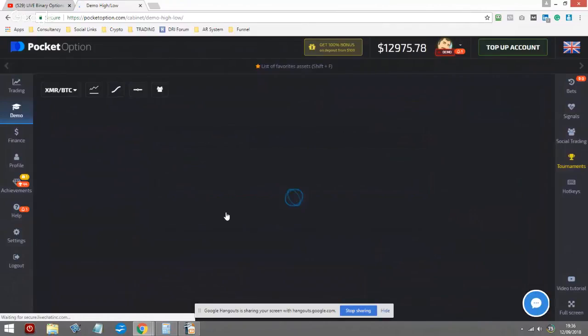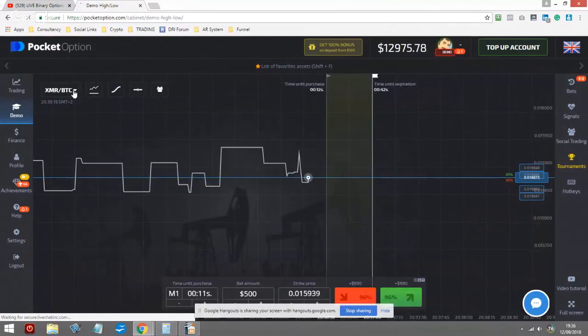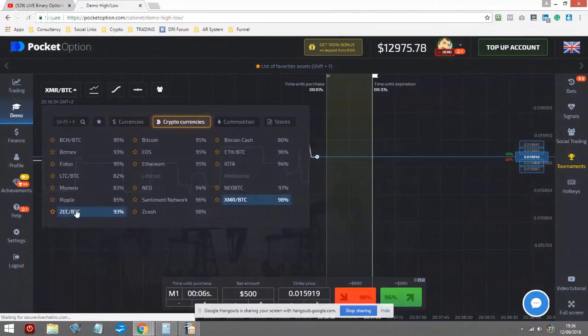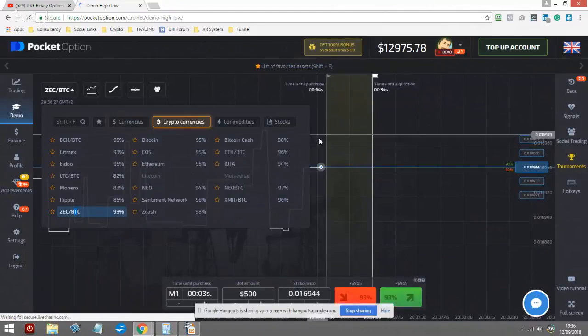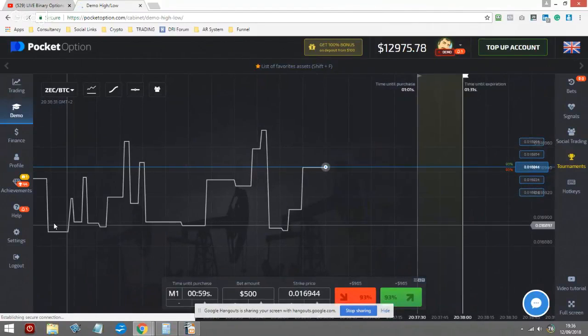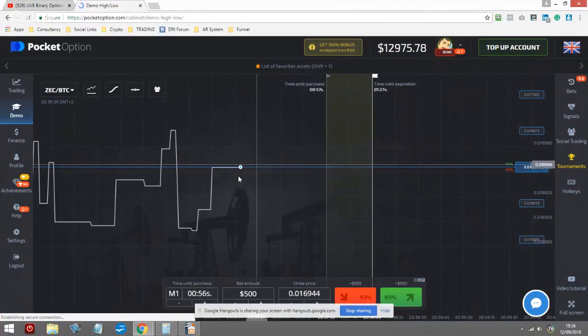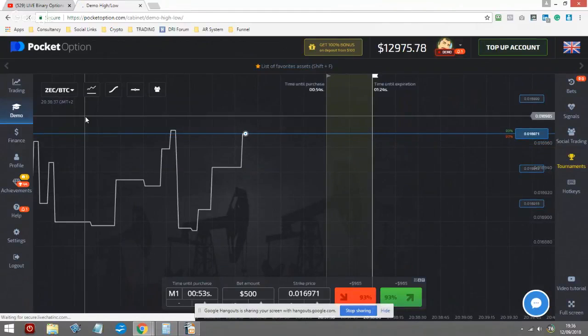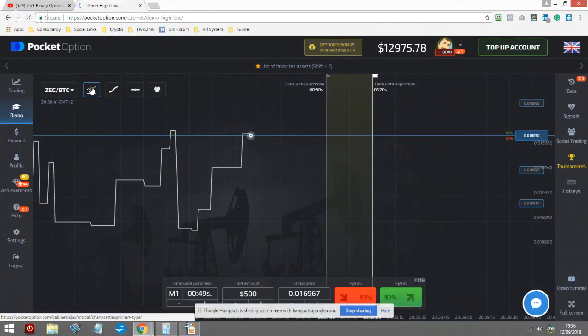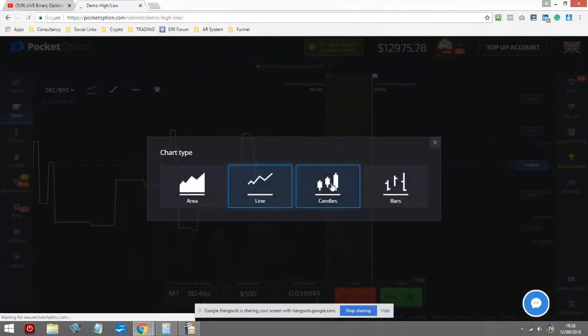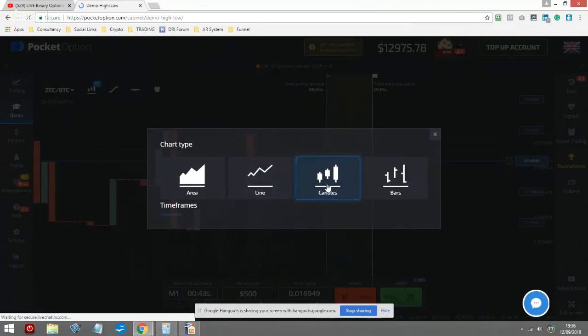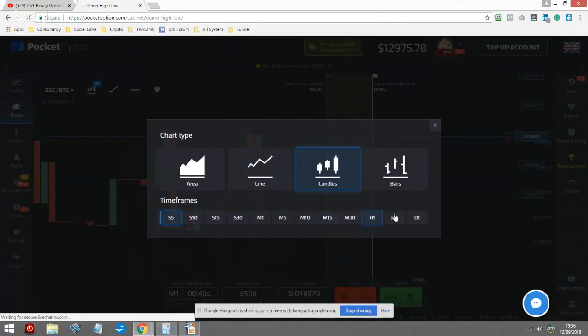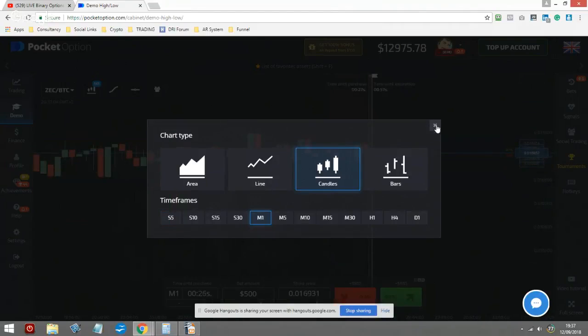Right. So let's just go to cryptocurrency. I'm going to ZEC BTC. Okay, so I'm on ZEC BTC, and as you can see, we have this line system. Now, the first thing we're going to do is create those candles. So you want to come over to this box here with the squiggly line on, click on that, and we're going to choose the candles section here. So you just click on the candle sign, and then it'll open up these time periods. You could have candles which are 5 seconds right up to 1 day. Now we're going to choose 1 minute candles. So we're going to click on M1. And once we've done that, we're then going to close that box. And you can see now we've got 1 minute candles.